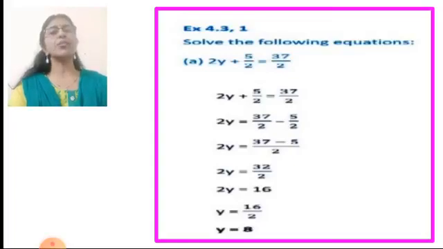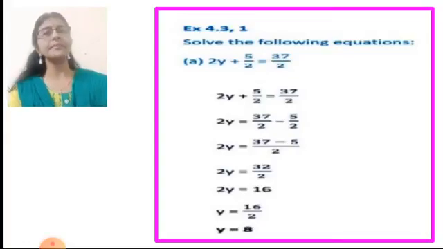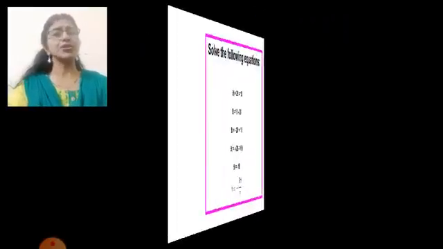So you will get 2y upon 2. So 2 will be cut. You will get y is equal to 16 upon 2, which is 16 divided by 2 is 8, as you know, 2 8s are 16. So we got the value of y as 8. Now let us go to the next question.